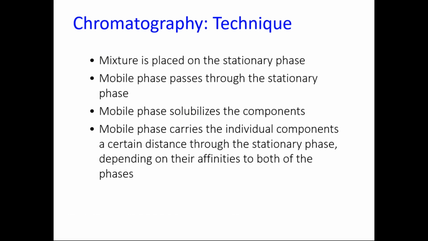Whether it is planar chromatography or column chromatography, a mixture of the analytes is first placed on the stationary phase. The mobile phase is then passed through the stationary phase. The mobile phase solubilizes the components, and based on the affinity, the mobile phase carries the individual components of the mixture through a certain distance in the stationary phase, depending on their affinity for both the phases.